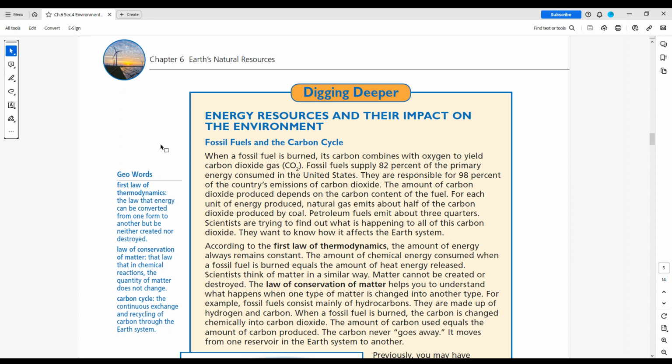For each unit of energy produced, natural gas emits about half of the carbon dioxide produced by coal. Petroleum fuels emit about three-quarters. Scientists are trying to find out what is happening to all of this carbon dioxide. They want to know how it affects the Earth's system.